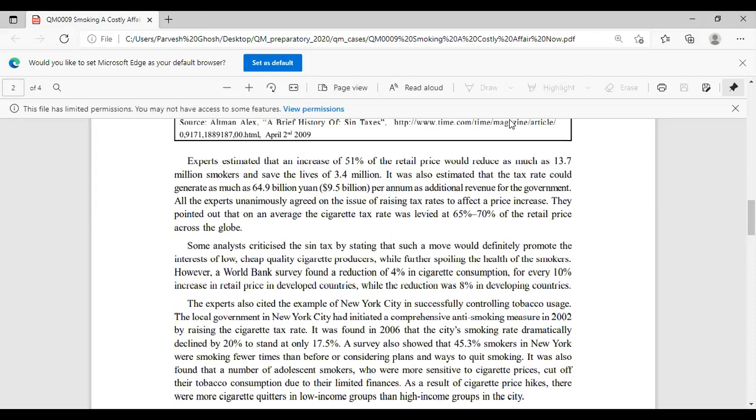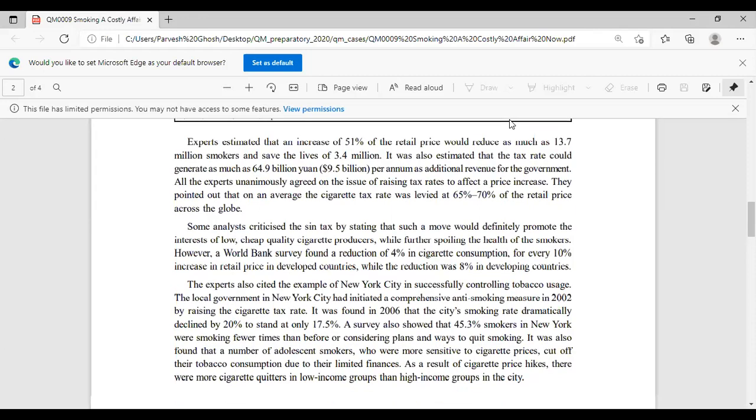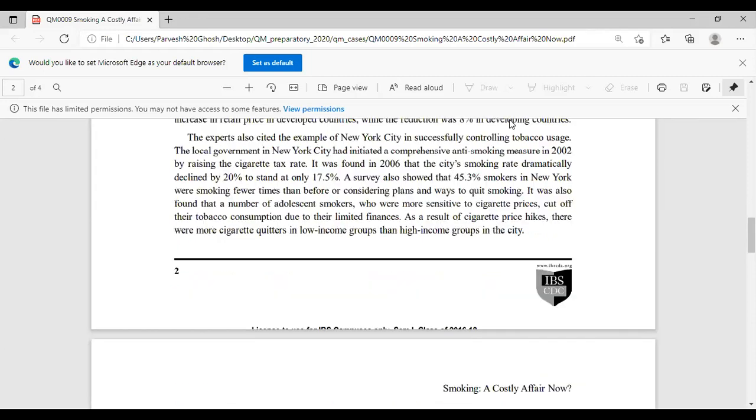Now, experts also cited the example of New York City. Now our case is focusing on New York City. Okay. What happened in New York? Please read this paragraph. Successfully controlled. It was found in 2006 that the city's smoking rate dramatically declined by 20% to stand at only 17.5%, right? See, the proportion is coming. See, there is no mean, median, mode. All of you are getting it now.